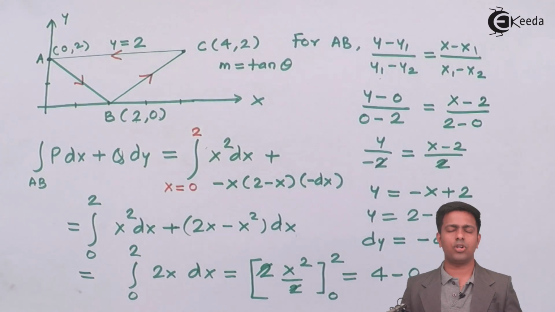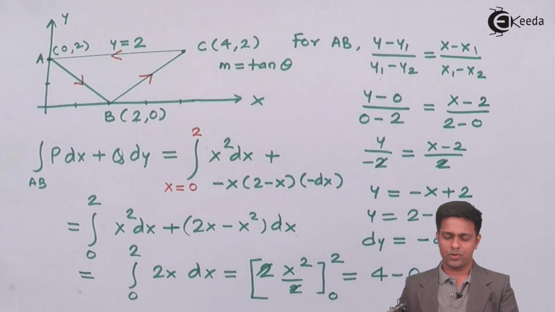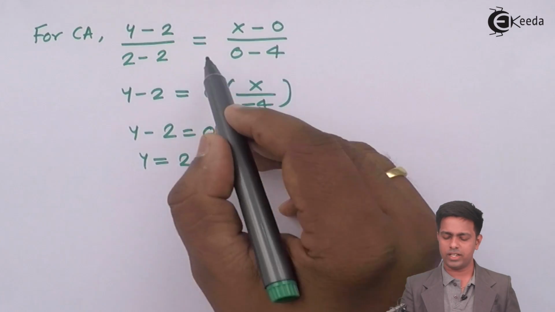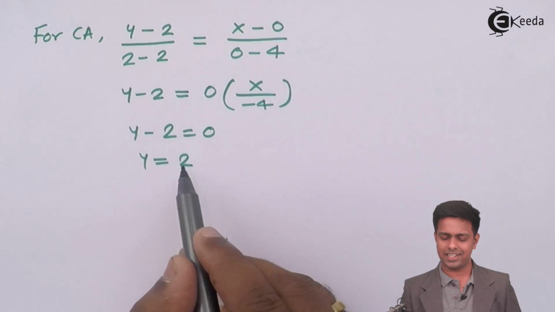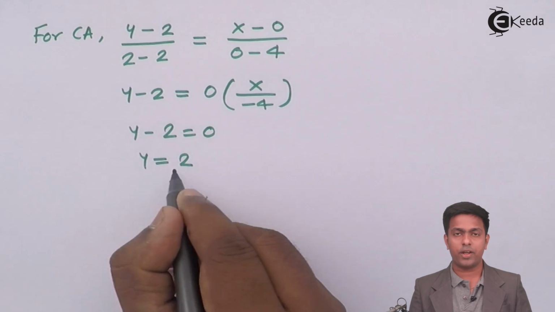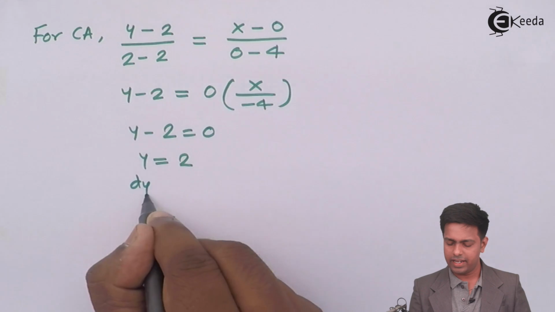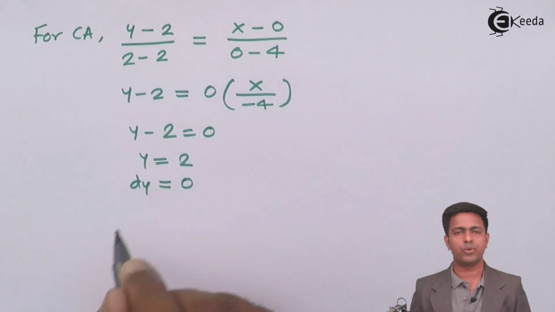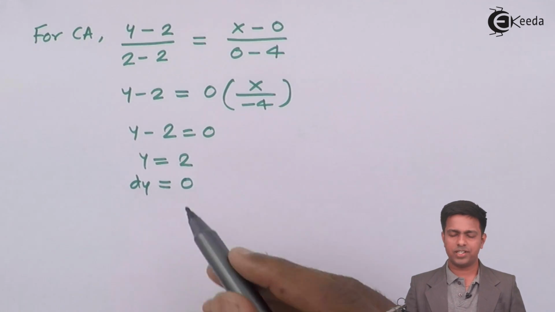So here, this is also the standard formula of the straight line. So guys, instead of doing all this calculation, you can also say directly that y is equal to 2. Now I got y equal to 2, therefore I can say dy is equal to 0. So guys, let's put this value in the integral.